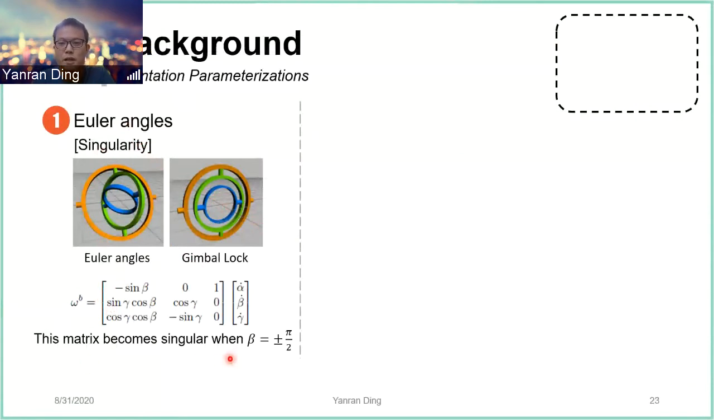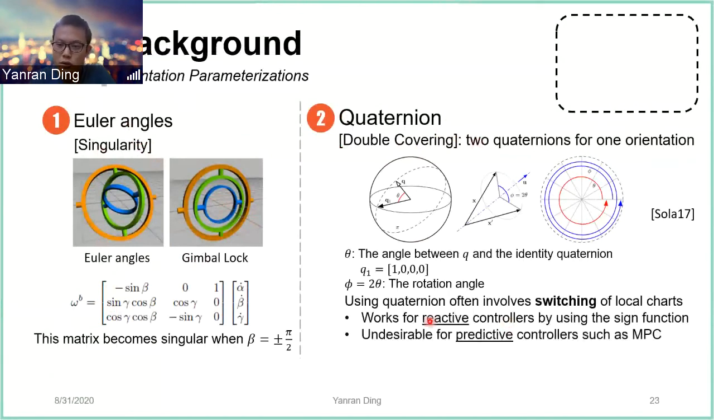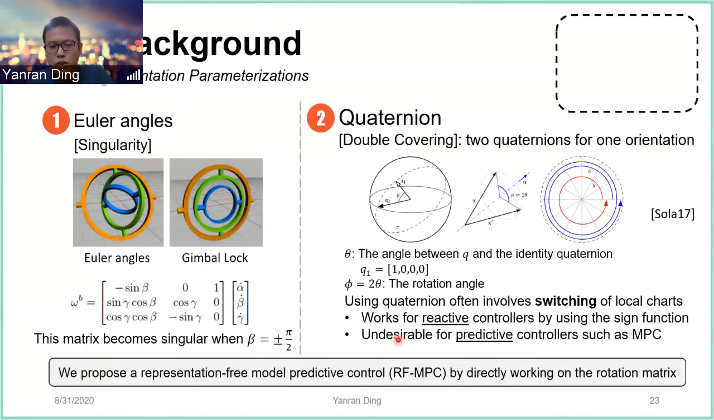issues. To solve this problem, quaternions have been introduced, but quaternions double cover the SO(3) manifold, which means that for each orientation, there are two different quaternions corresponding to it. It has some problems as well. For reactive controllers, it is okay because sign functions, for example, could be used to switch between local charts. However, this behavior is not desirable for predictive controllers such as MPC. So we want to directly work on the rotation matrix and formulate a representation-free model predictive control.